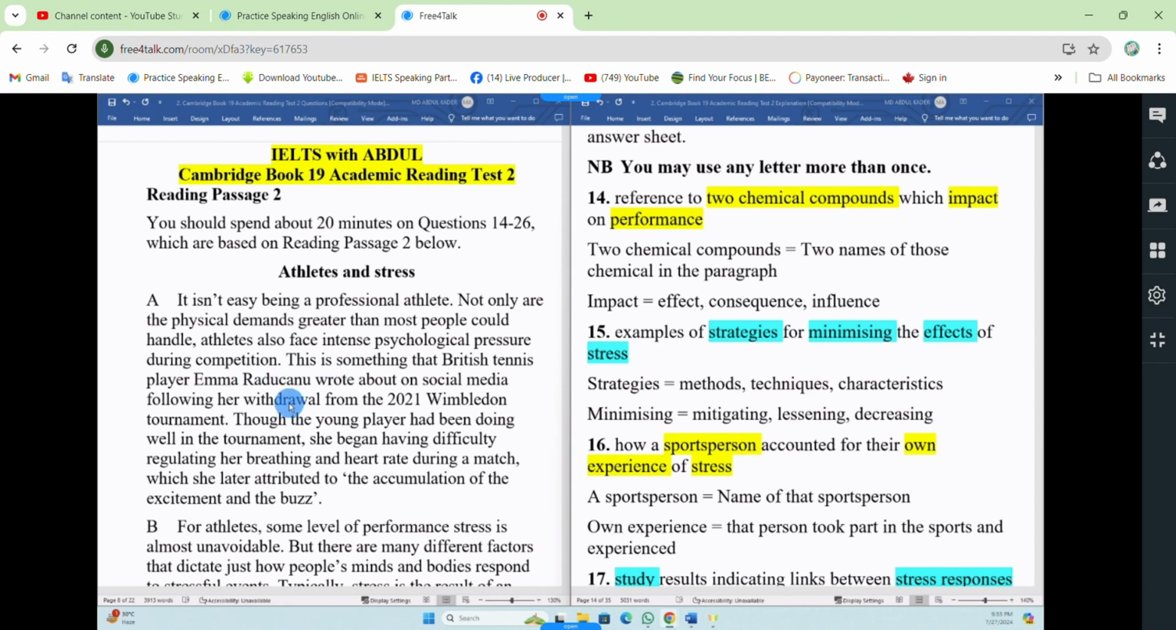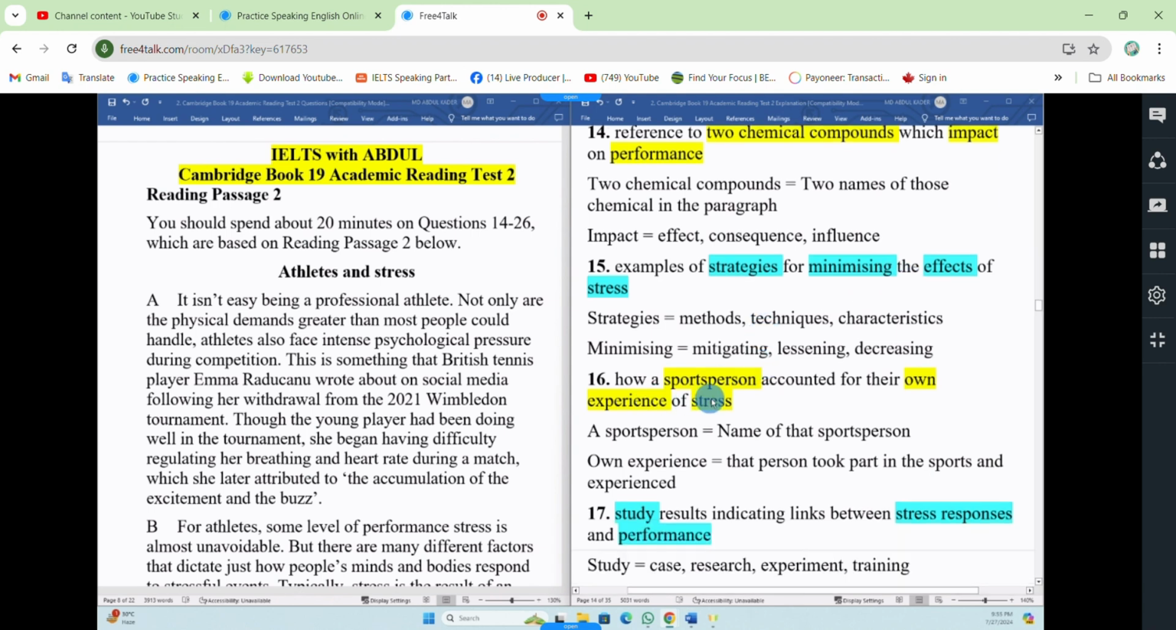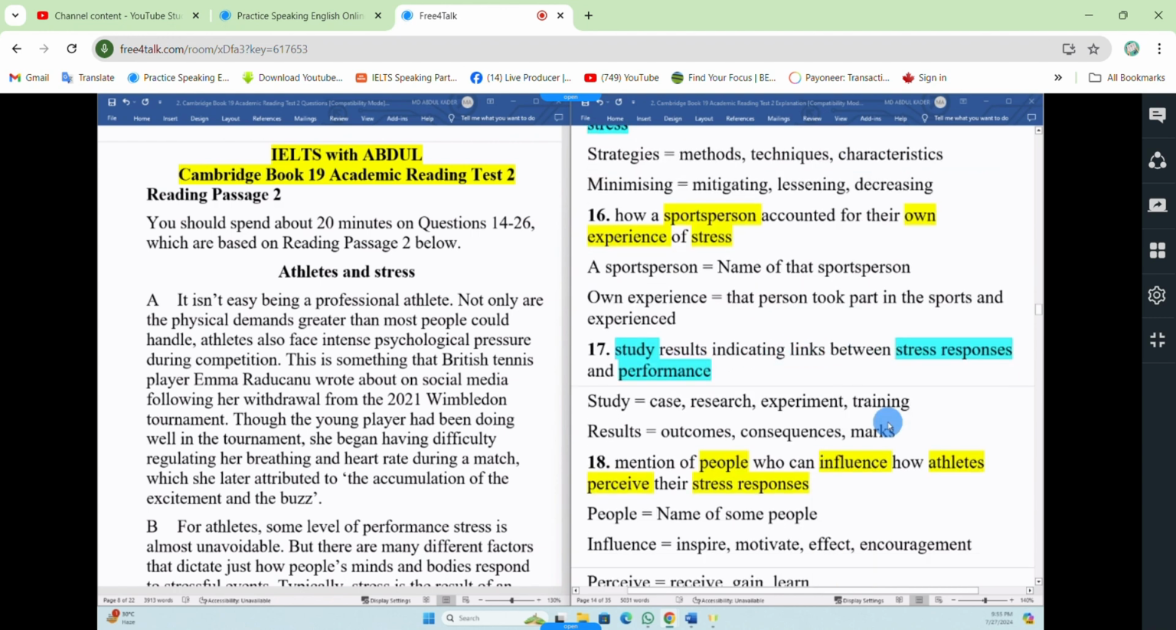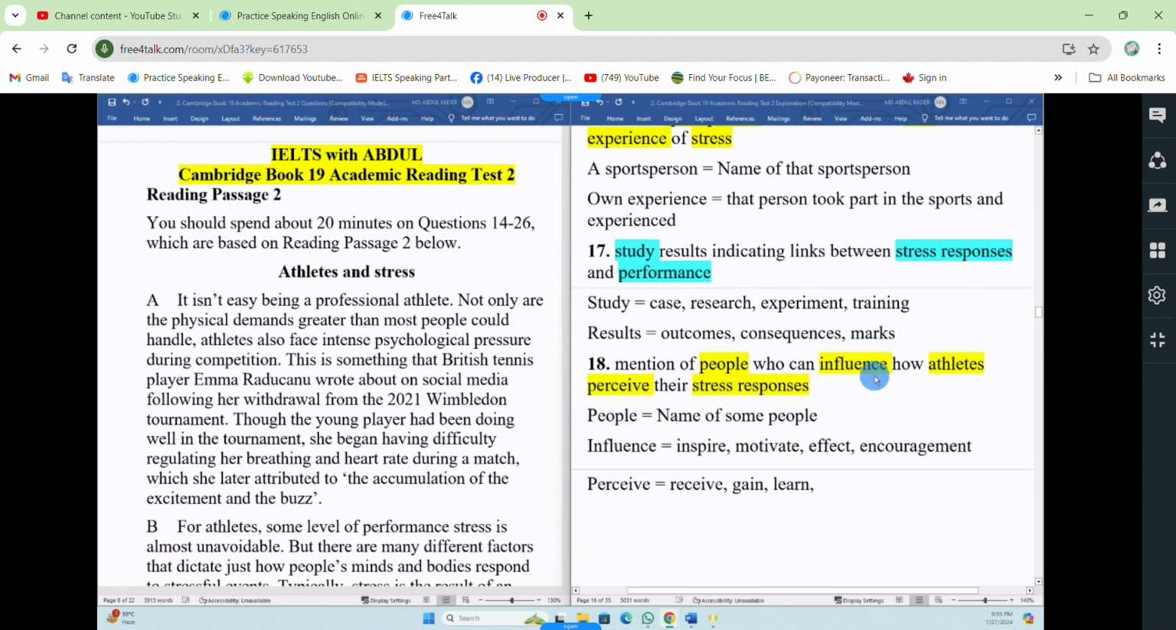Okay, so from these two lines, do we have any question we can match? Reference to chemicals? No, here we can't see any chemical names. Strategy? No. How a sports person accounts for their own experience of stress? No. Study result? No. People who can influence? No. So we have to read further.